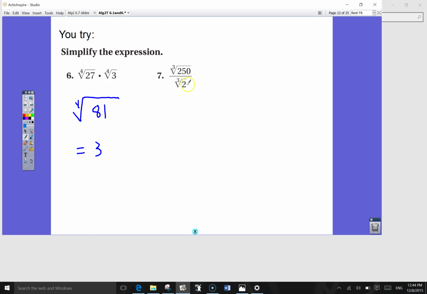The quotient of radicals equals one radical of the quotient. And since that simplifies, that's the cubed root of 125, which is 5.